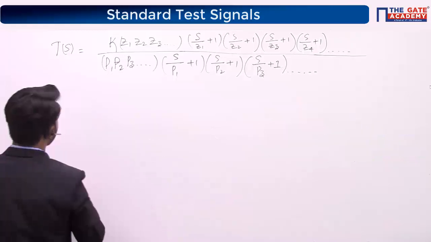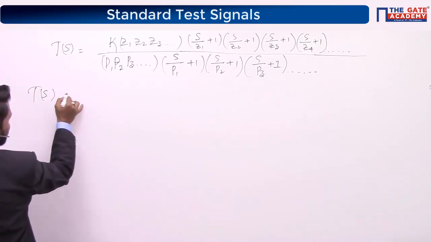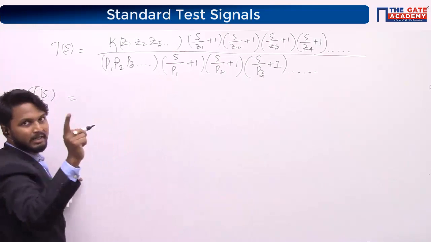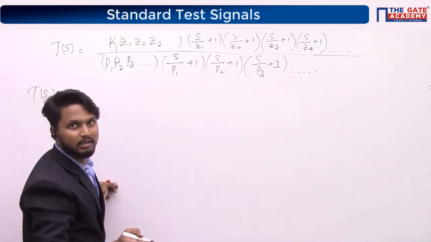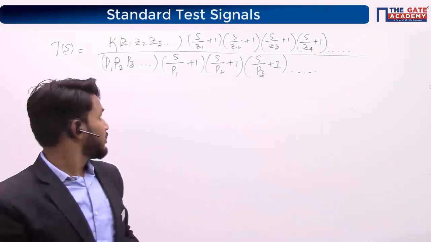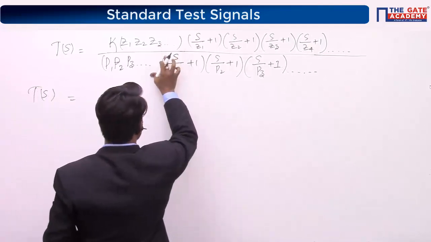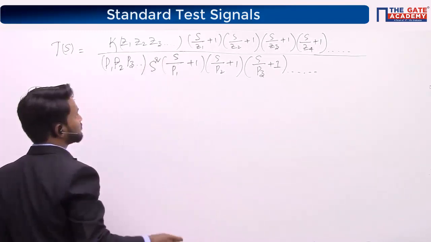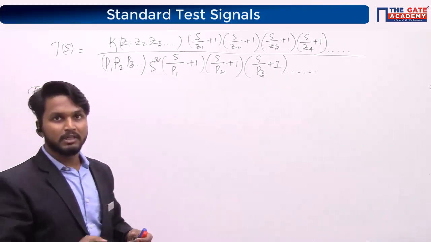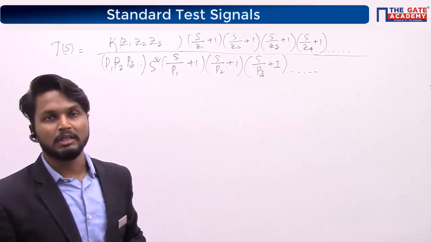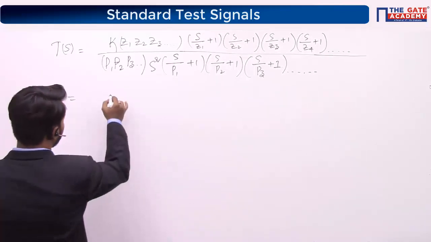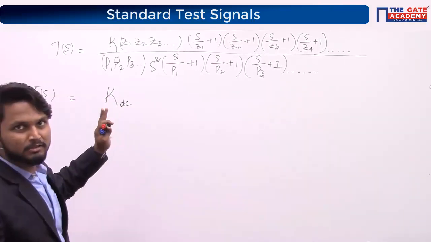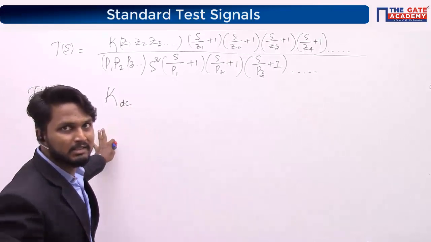Can I erase this part? Therefore, T of S is equal to K into Z1, Z2, Z3, divided by P1, P2, P3. I can consider it as a single constant, right? Yes, thanks for reminding, I forgot to write S power R. S power R also, right? So K into Z1, Z2, Z3 upon P1, P2, P3, right? We can write this as some other constant K DC. I will tell you why this constant is called K DC, right?